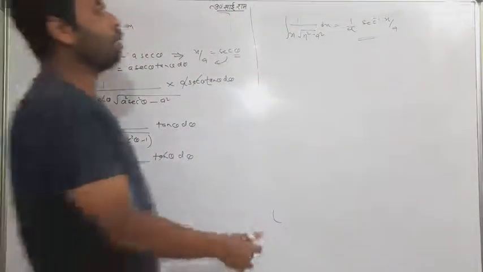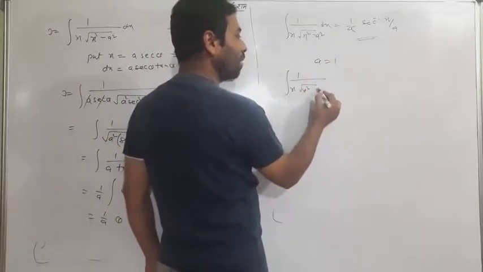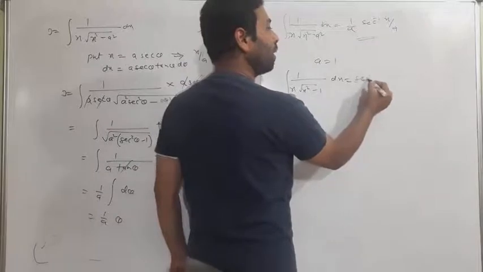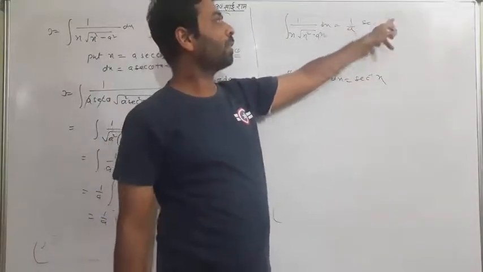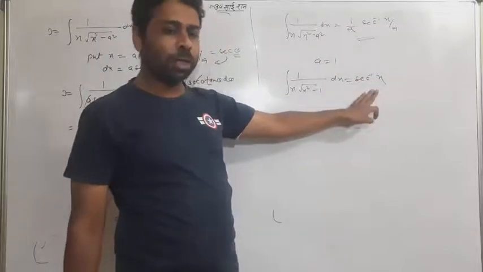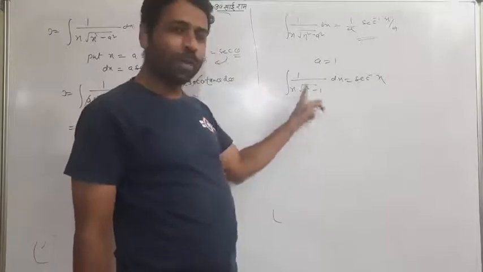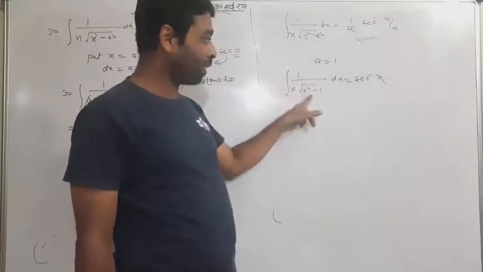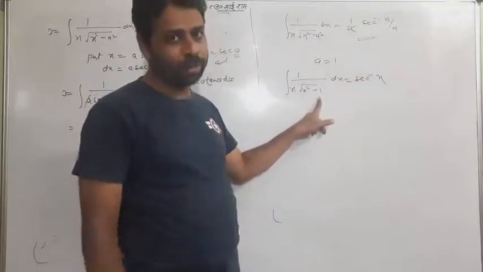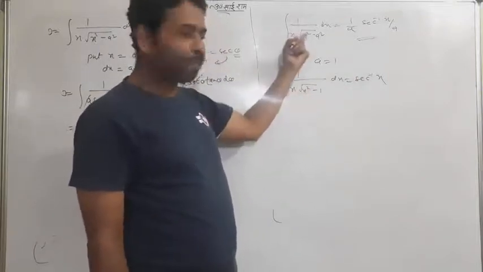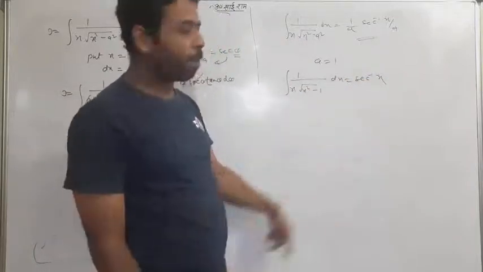So again I would say the same: when a equals 1, what will it be? x square minus 1. That we have already seen, the formula sec inverse x. Differentiation of sec inverse x equals 1 upon x into root of x square minus 1. So integration of 1 upon x into root of x square minus 1 equals this one. Now this is particular for a equal to 1. So whenever this comes, don't compare with this formula and just write the answer. But if instead of 1, some 2 or 3 is coming, you have to compare with this formula.